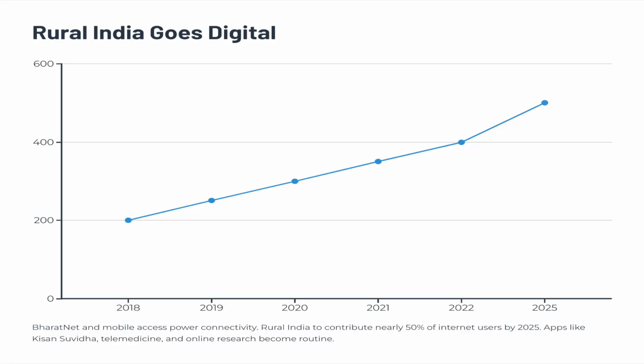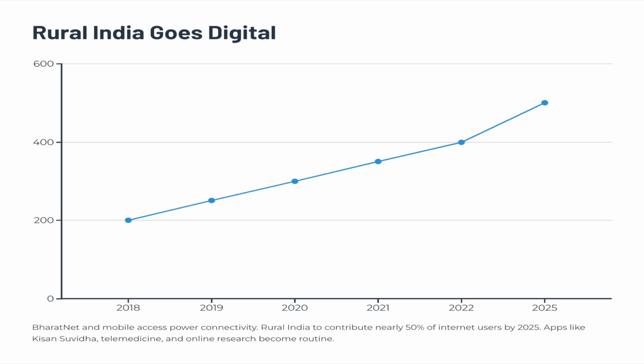The first major trend is digital transformation and connectivity, which is truly bridging the urban-rural divide. Under this, we see the rapid growth of internet and smartphone use. Initiatives like BharatNet, coupled with affordable data and smartphones, have democratized digital access.